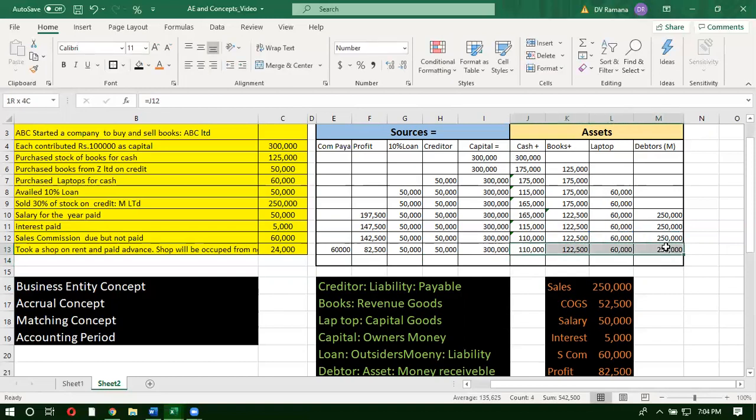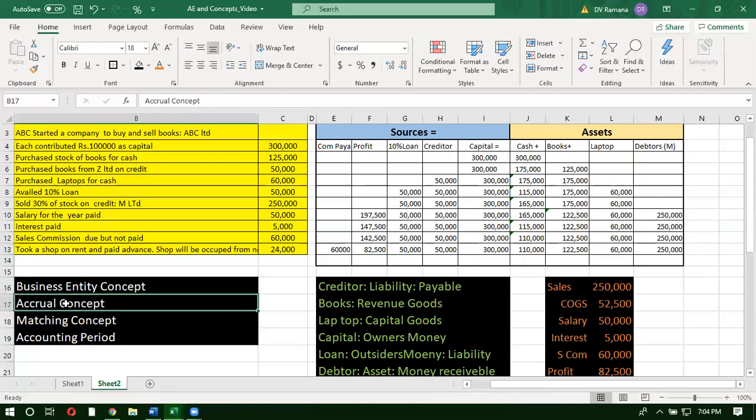Let us see the total of assets. Total of assets is 542 and total of sources is 542. So therefore, business entity concept, accrual concept, matching concept, accounting period concept are some of the important and fundamental principles which govern the process of recording of the transaction. Now let us see this one.